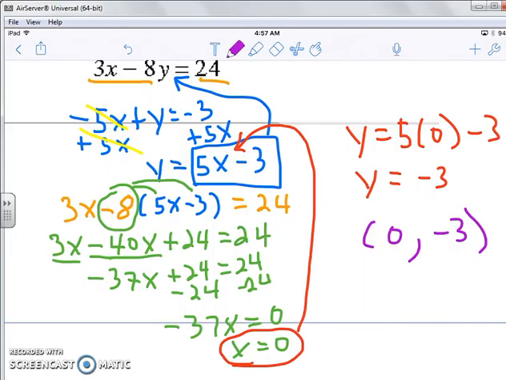If you need to go ahead and pause it, you can do that. This is the end, so pause it and get it copied down.